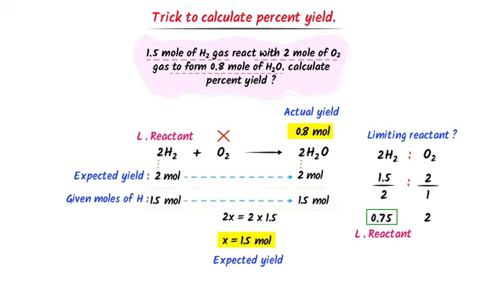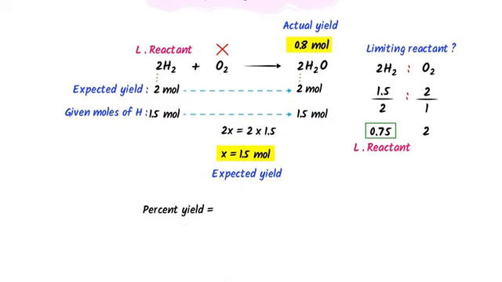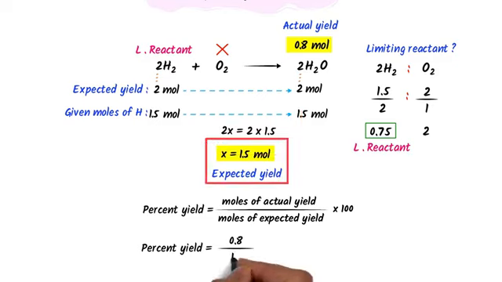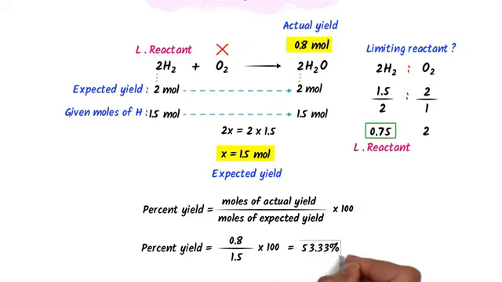Now what about percent yield? Well, percent yield is equal to number of moles of actual yield upon number of moles of expected yield and times 100. Here the actual yield is 0.8 moles and the theoretical yield is 1.5 moles. After calculation, I get 53.33%. Thus the percent yield is 53.33%. Therefore, using this simple trick, we can easily calculate actual yield, theoretical yield or percent yield.